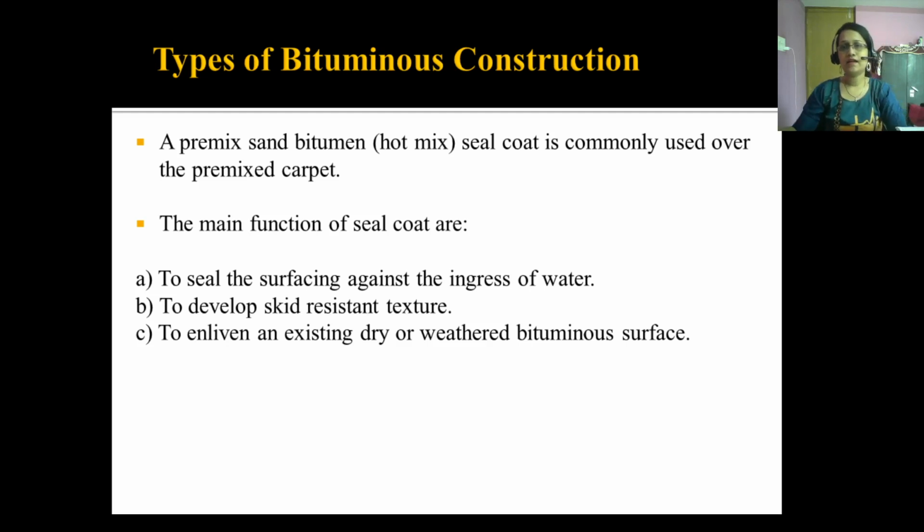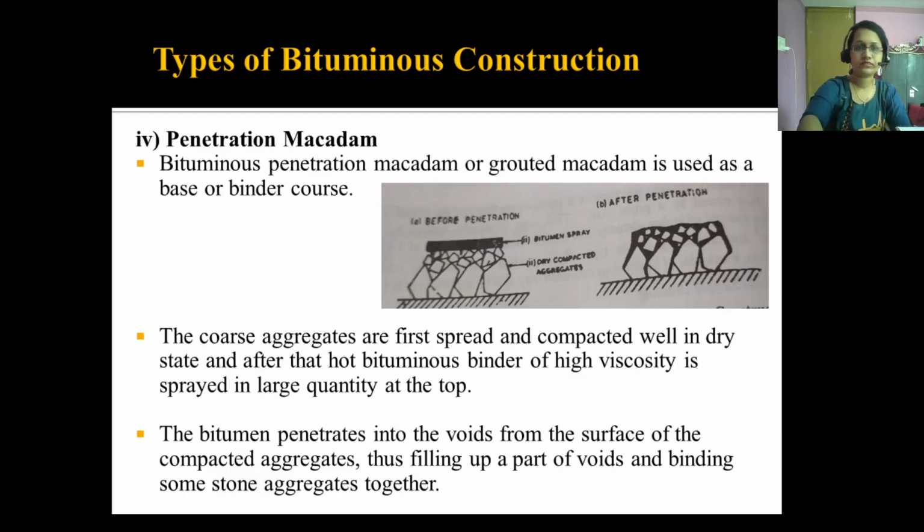So a premix sand seal coat is commonly used over the premixed carpet. The functions of the seal coat are to seal the surfacing against ingress of water, to develop a skid resistant texture, and to enliven an existing dry or weathered bituminous surface.